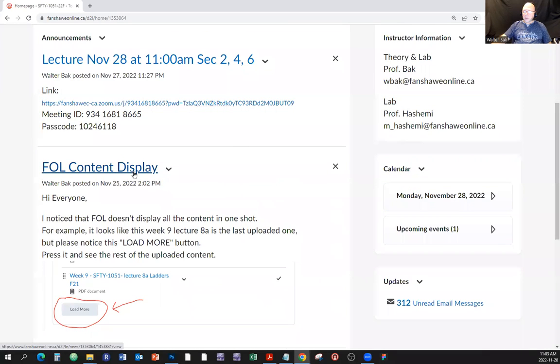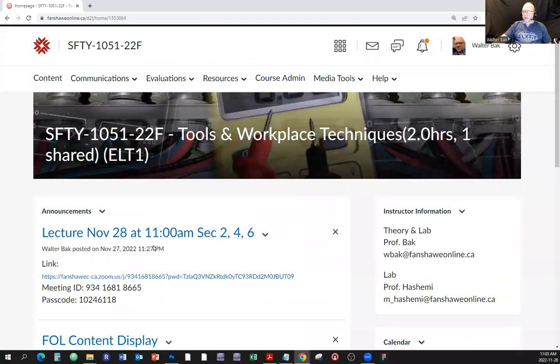One thing that I already put in the announcements, but let's just see what I did here. FOL contents displayed. This is how I titled this. I noticed that FOL doesn't display all the content in one shot. For example, it looks like this 9-week is the last one displayed, but there's that button here. I don't know why FOL doesn't display the whole thing. Why do you need to press the button? But you know what? Let's just accept the fact that it is this way.